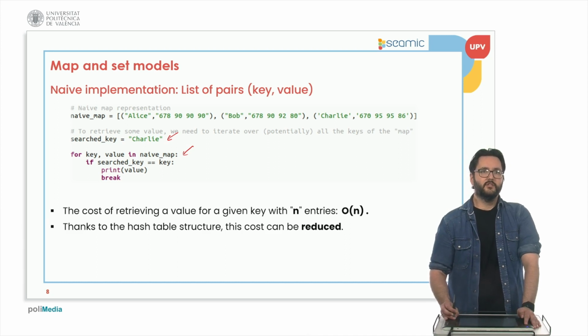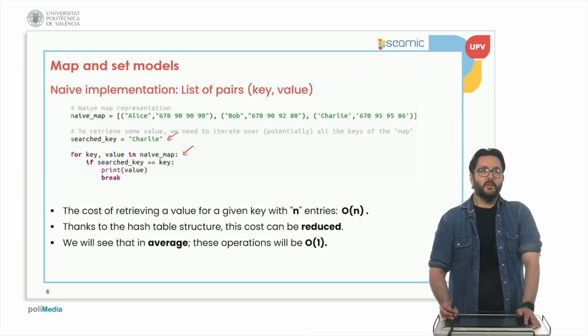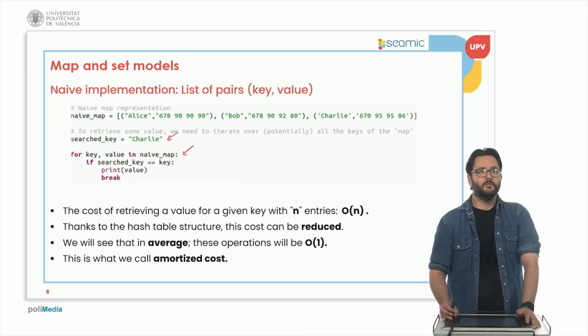Thanks to the hash table structure, this cost can be reduced, and we will see how later on in this unit. We will see, in fact, that on average, these operations will be constant, and this is what we call amortized cost, that we will study along this unit.